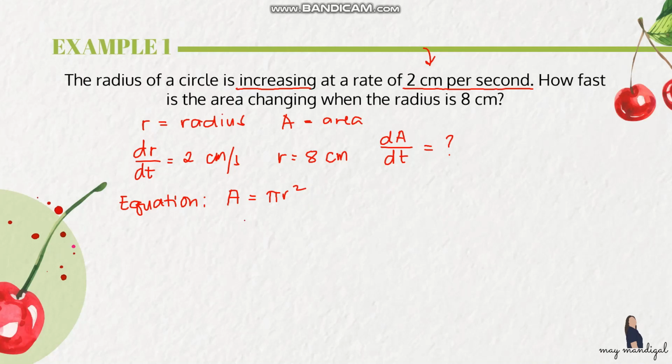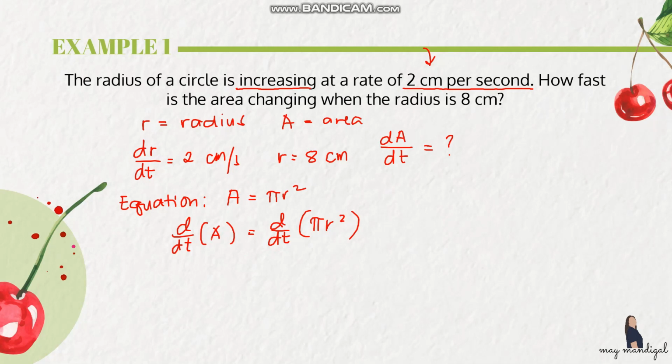Okay, so this is now the equation that we will use. And from here, we will be getting the derivative of this equation with respect to time. So, d over dt of A, d over dt of pi r squared. So you get now the derivatives with respect to time. And since we have different variables, we have A, we have r, we have to use implicit differentiation.